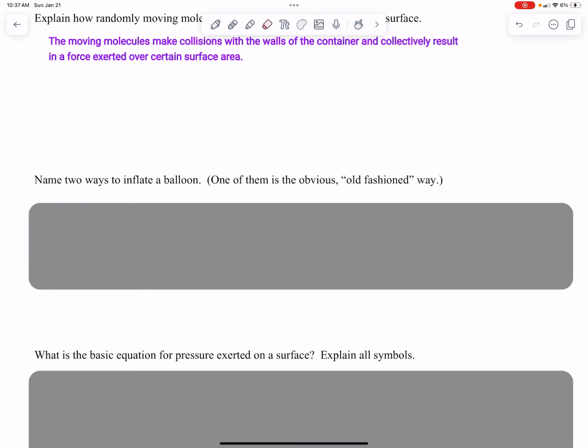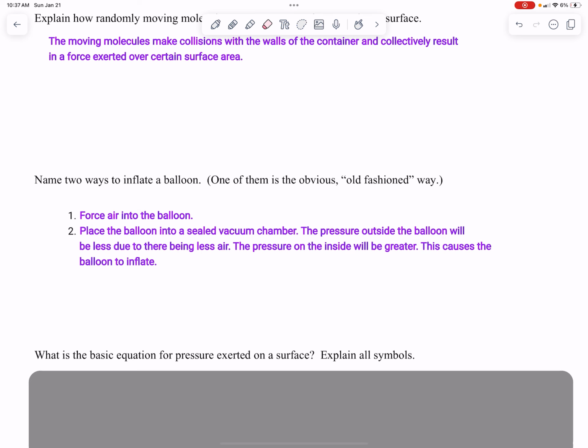Name 2 ways to inflate a balloon. One of them is the obvious old-fashioned way. Well, the obvious old-fashioned way, of course, is to blow air into it. Add moles of gas to the balloon, you'll increase the volume of the balloon. But the other way would be to decrease the pressure on the outside of the balloon.